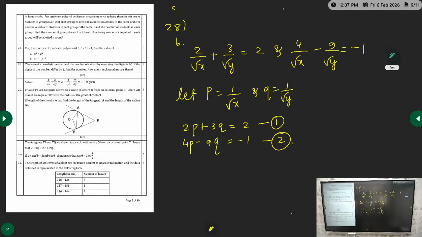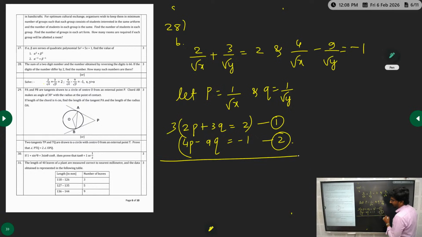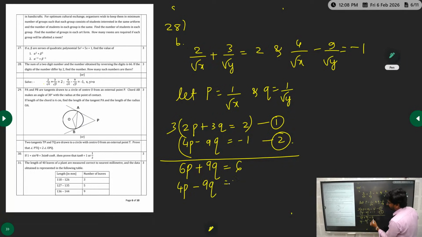Listen, those who want to understand this, I will multiply by 3 here. Why? 3 3s are 9, plus 9 minus 10, we can directly cancel. Sir, I told that I'm fixed, I will change only the first term, you multiply by 2. Choice is yours. When I multiply by 3, 3 2s are 6p plus 9q is equal to 6. 4p minus 9q is equal to -1.